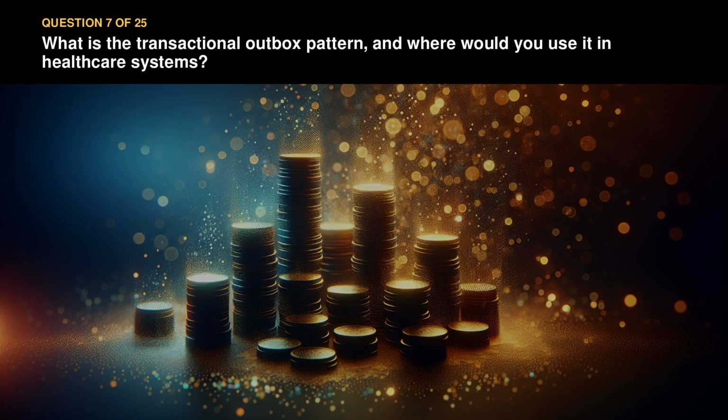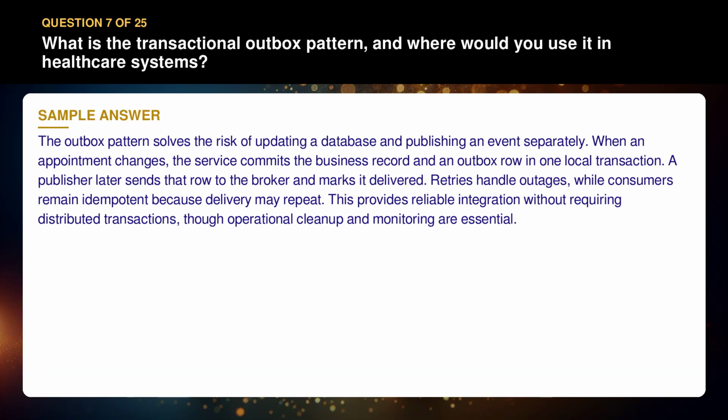Question 7. What is the transactional outbox pattern, and where would you use it in healthcare systems? The outbox pattern solves the risk of updating a database and publishing an event separately. When an appointment changes, the service commits the business record and an outbox row in one local transaction. A publisher later sends that row to the broker and marks it delivered.